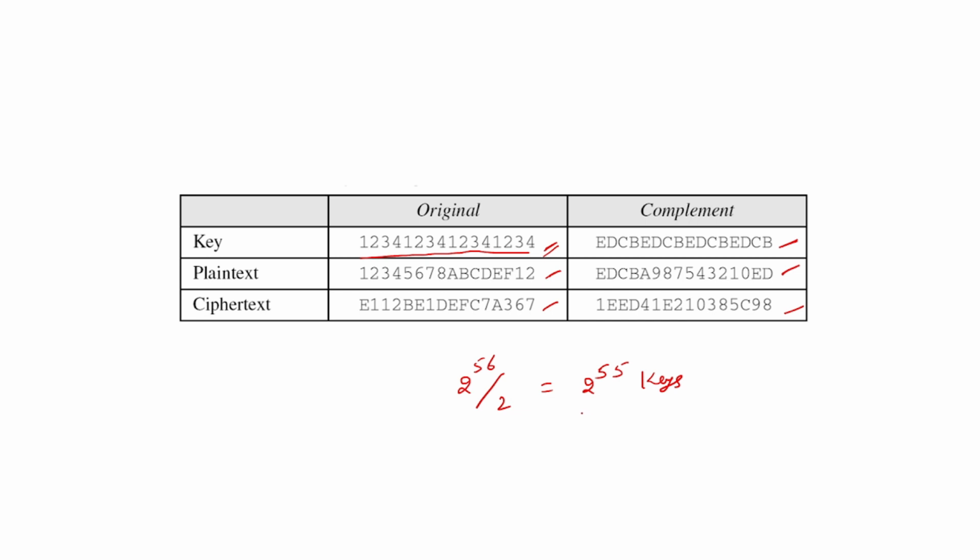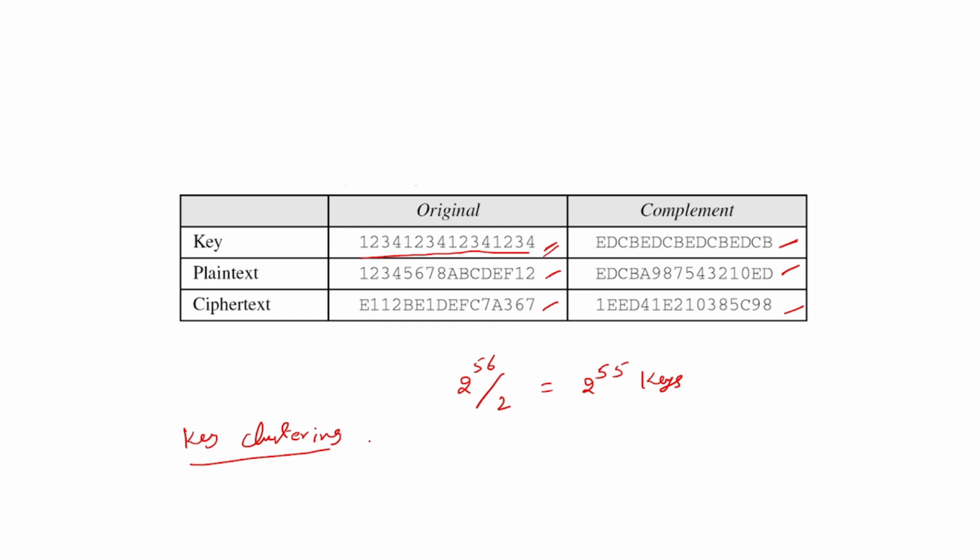And finally, key clustering. Key clustering means 2 or more keys can be generated for the same ciphertext from the same plain text. That means 2 or more different keys can create the same ciphertext from the same plain text.